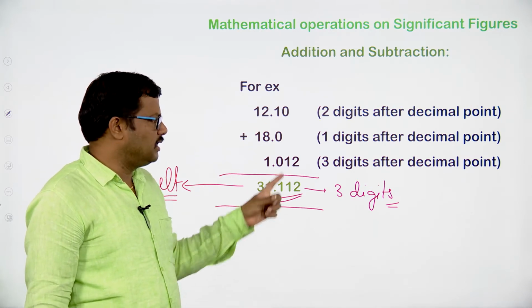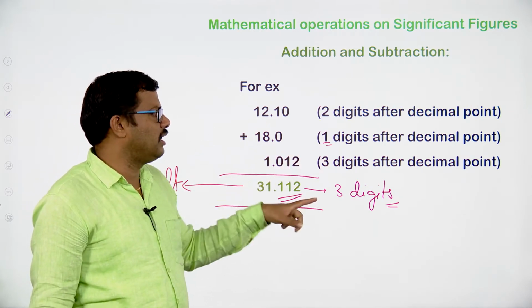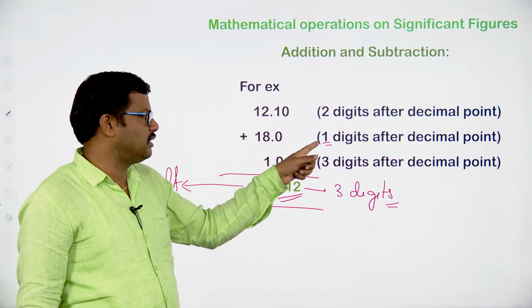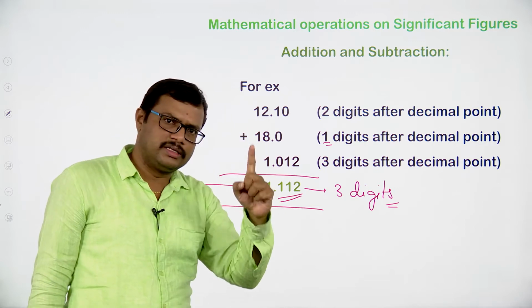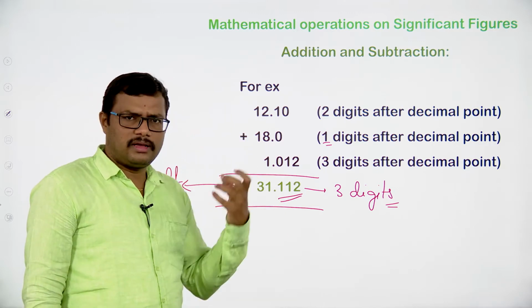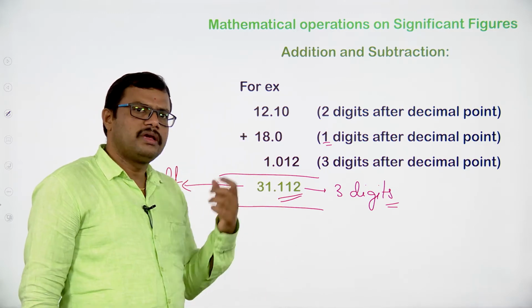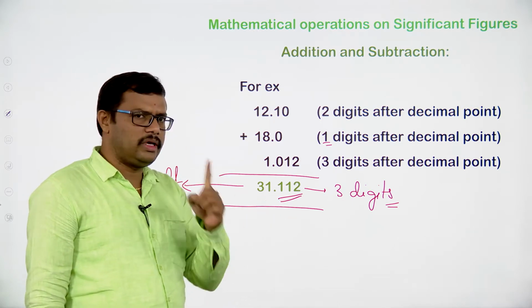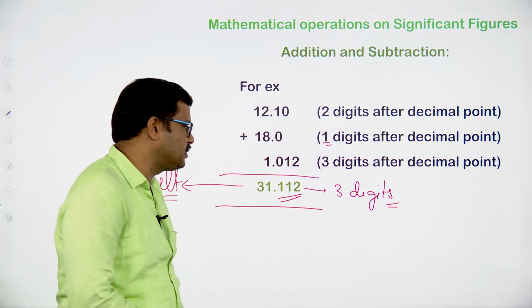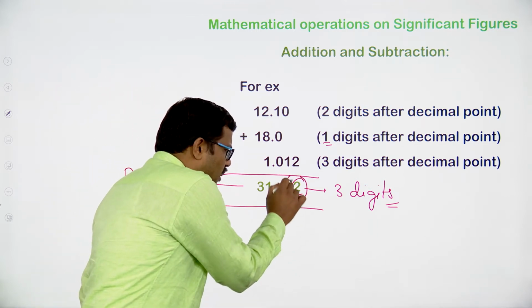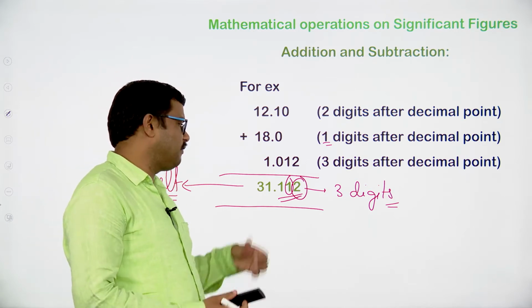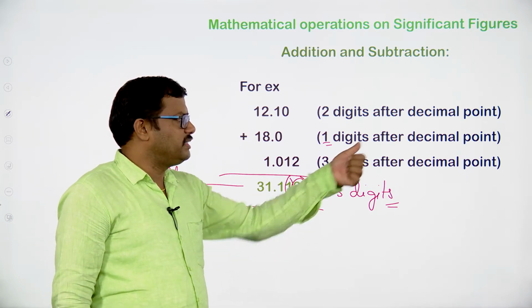You have to report the result in such a way that it follows the number among the 3 numbers which has the least number of digits after the decimal point. This has the least number of digits. How many digits? 1 digit. So we should report this value in such a way that after the decimal point it has only 1 digit. Okay, I have to remove this 2, I have to remove this 1 also, so that I can report the value with only 1 digit after the decimal point.